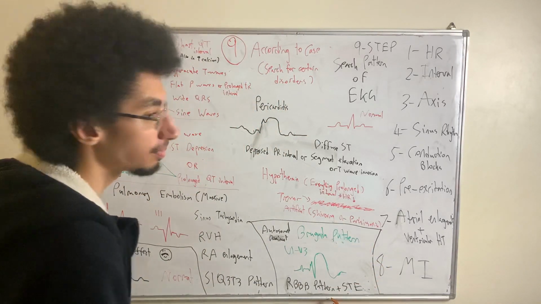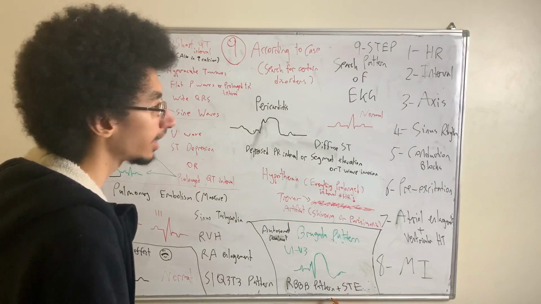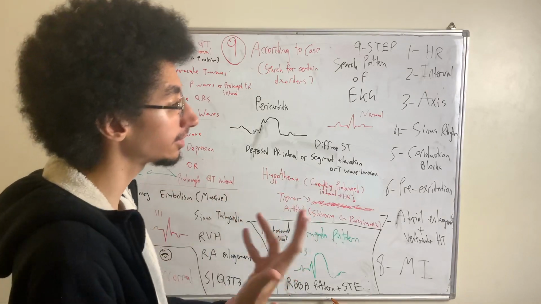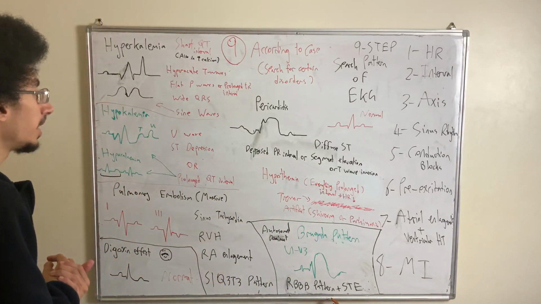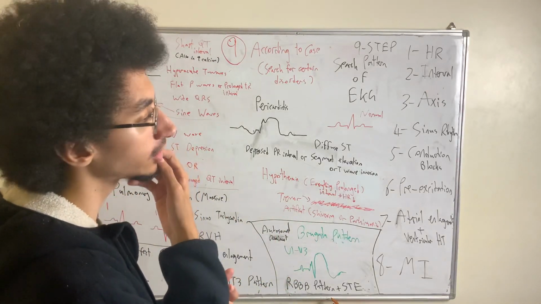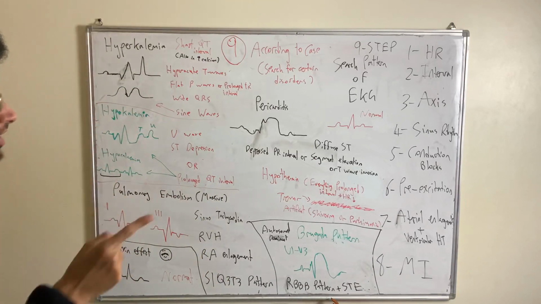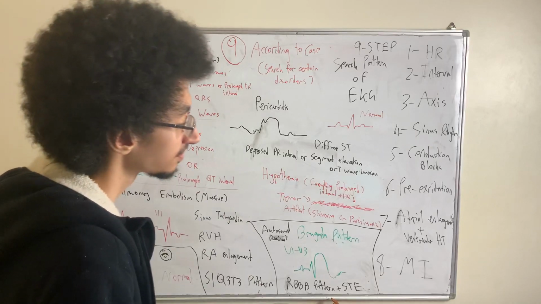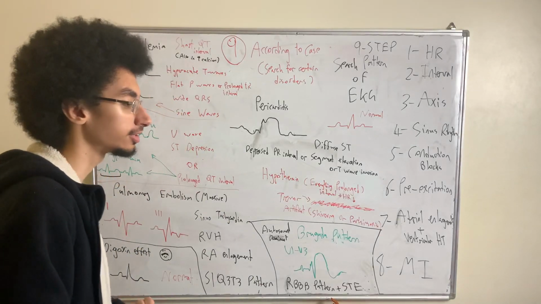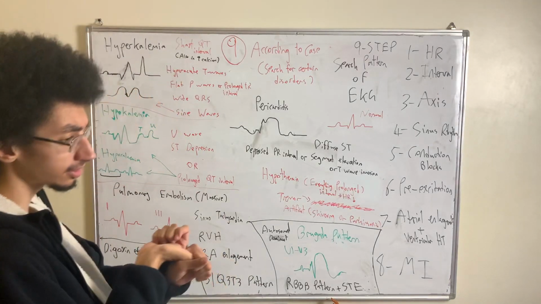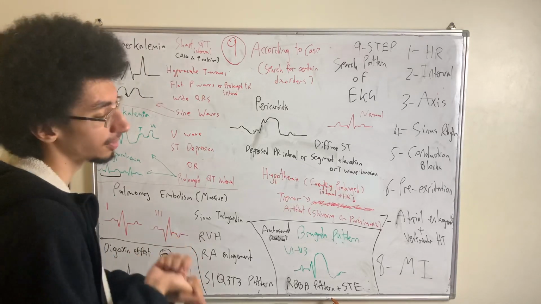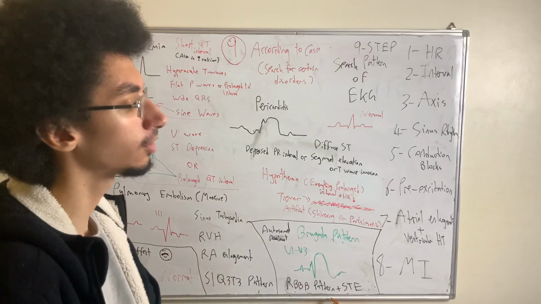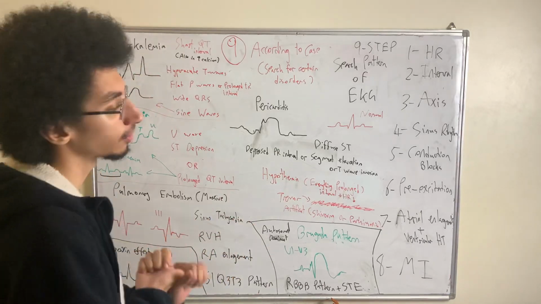Now we come to step number 9, and step number 9 is to search for cardiac and non-cardiac disorders that might give you a specific change on the EKG. And this is according to the case. If you have history and examination suggestive of pericarditis, look for pericarditis. History and examination suggestive of pulmonary embolism, look for pulmonary embolism.